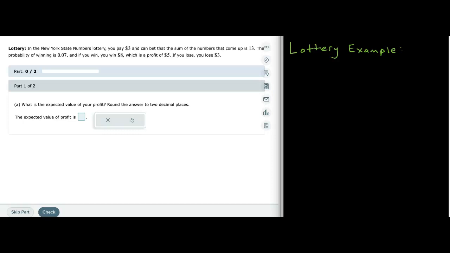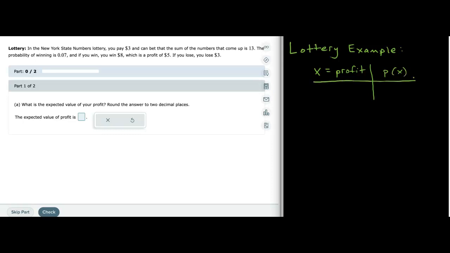And so the way that we're going to do this is we're going to create a probability distribution for our discrete random variable. And in this case, our discrete random variable is the profit. So let's make a little table here where we say x is equal to the profit, and then we are also going to indicate the probabilities for the different values of the profit.